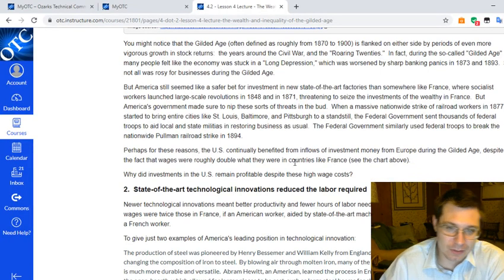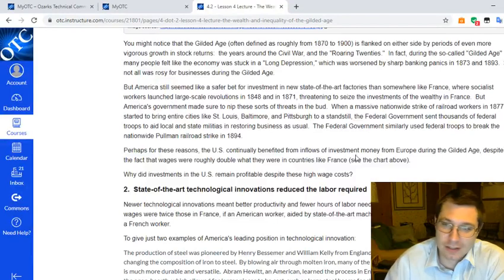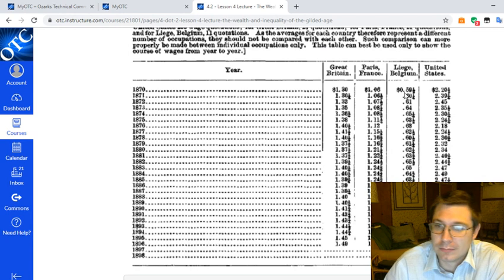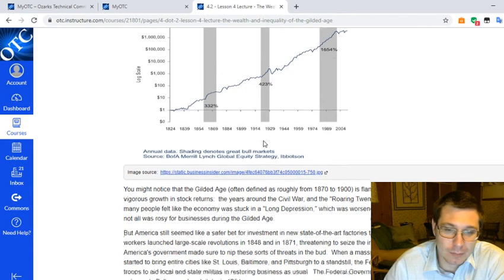Perhaps for these reasons, the U.S. continually benefited from inflows of investment money from Europe during the Gilded Age, despite the fact that wages were roughly double what they were in countries like France. If you go back and look at this chart, you'll notice, yes, wages weren't really increasing very quickly in the United States at the time, but they were already almost double what they were in Great Britain, about double what they were in France, probably triple or quadruple what they were in Belgium.